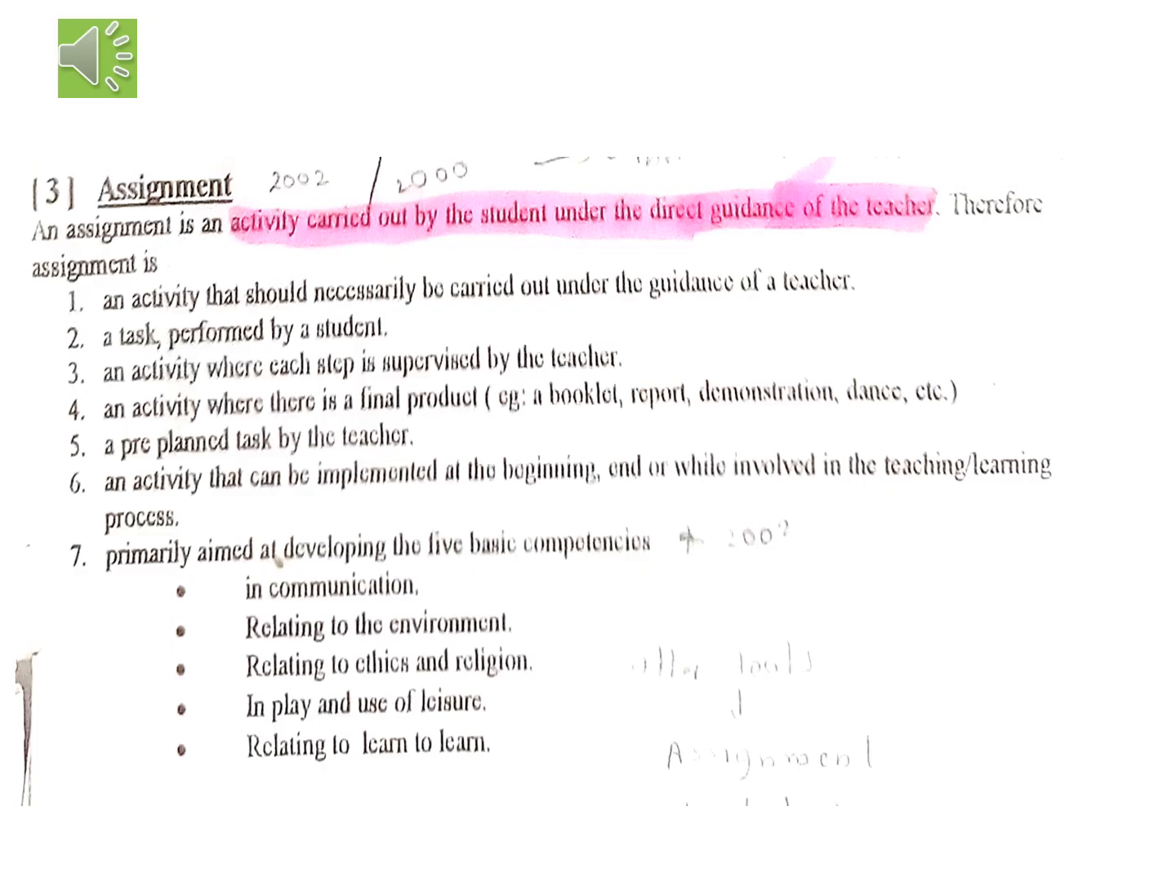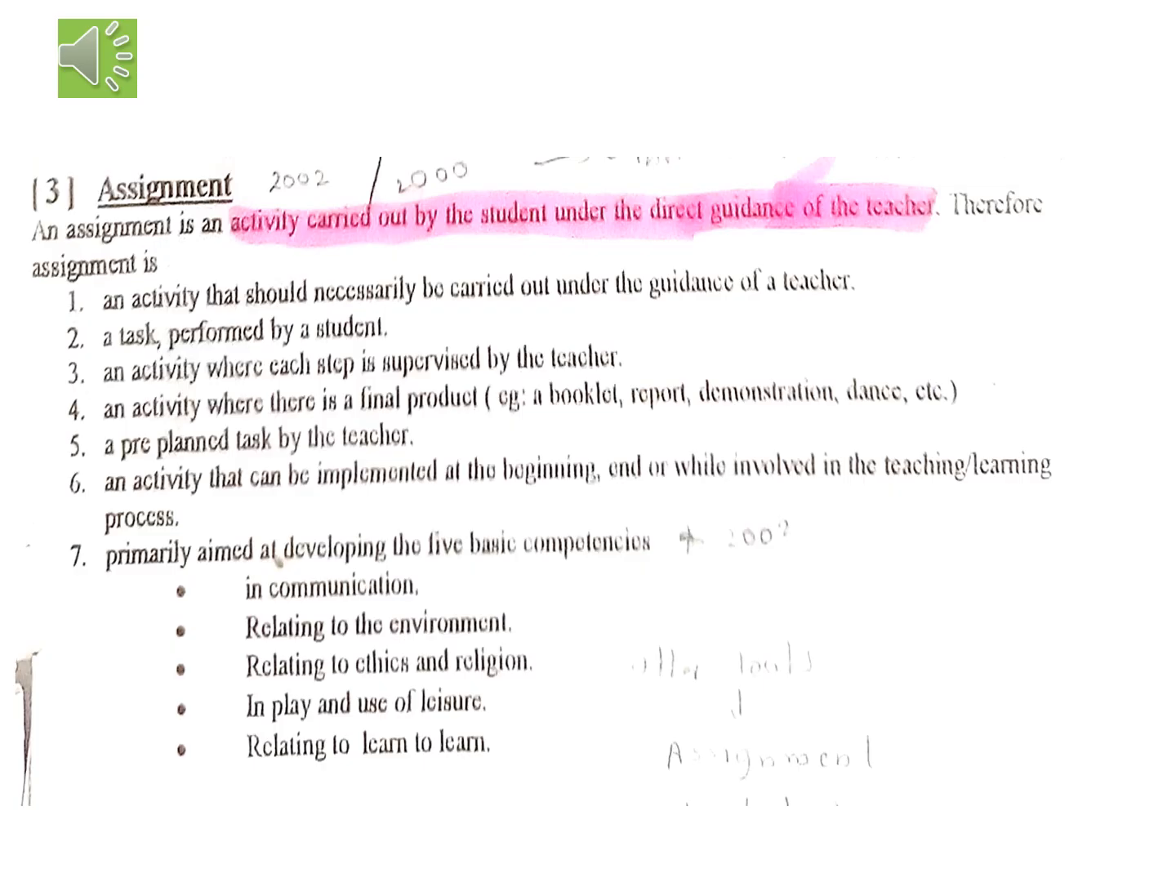Third instrument type is assignment. You are familiar with this instrument, tool or test, right? What is an assignment? An assignment is an activity. So this is an activity. Underline it. An activity carried out by the students.